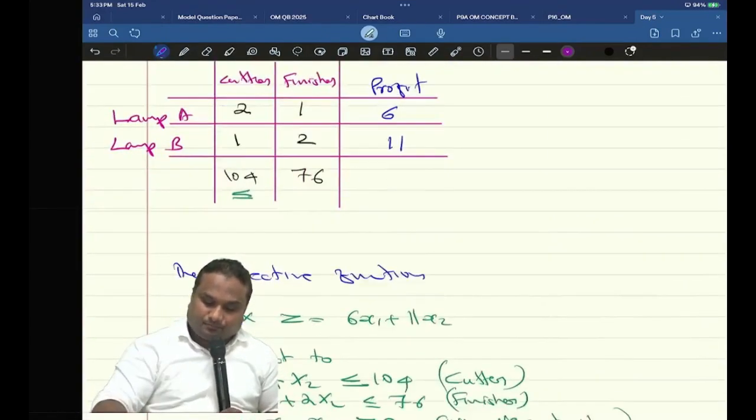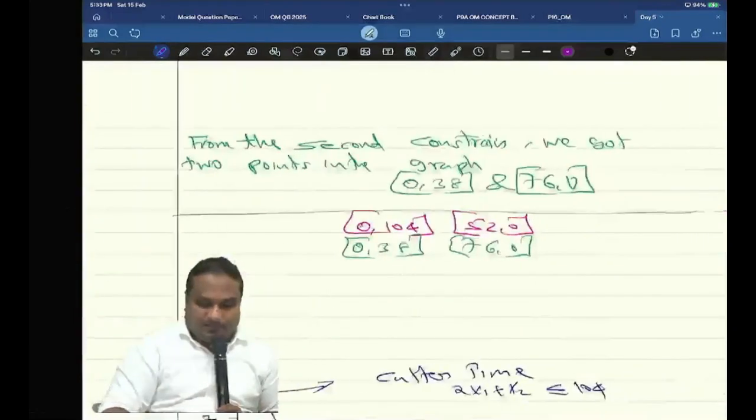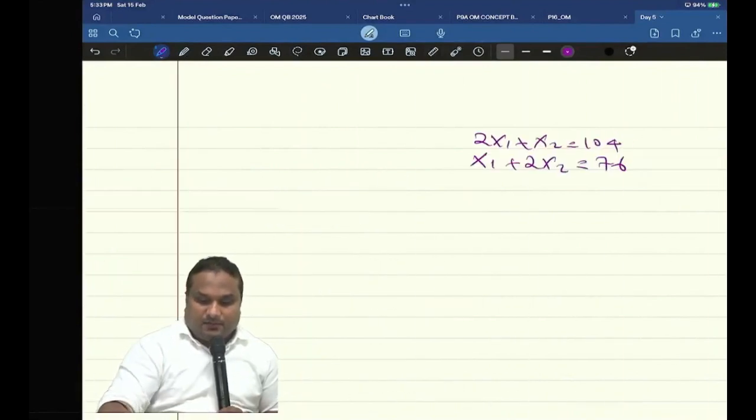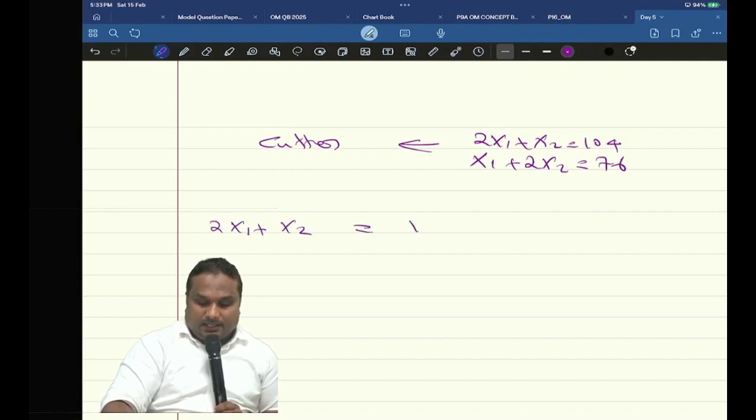2x1 plus x2 less than or equal to 104. x1 plus 2x2 less than or equal to 76. Now, the first constraint is the time of the cutter. The cutter has a maximum available time of 104. Now, 2x1 plus x2, he has a maximum available time of 104.